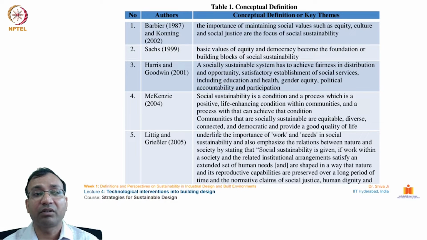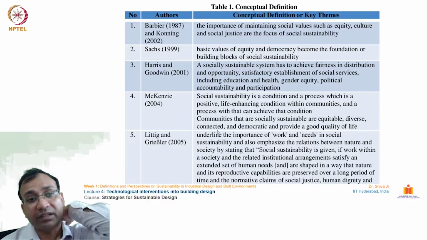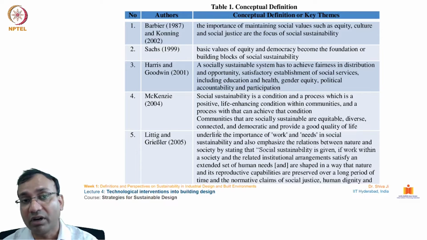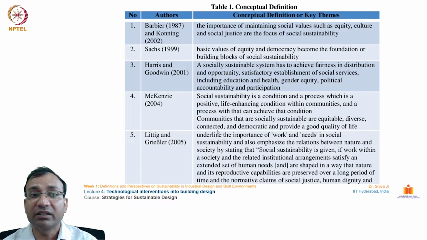The last one talks about underlining the importance of work and needs in social sustainability, and also emphasizes the relations between nature and society by stating that social sustainability is given if work within a society, and the related institutional arrangements, satisfy an extended set of human needs and are shaped in a way that nature and its reproductive capabilities are preserved over a long period of time. So it talks about the importance of work and the importance of need in social sustainability.